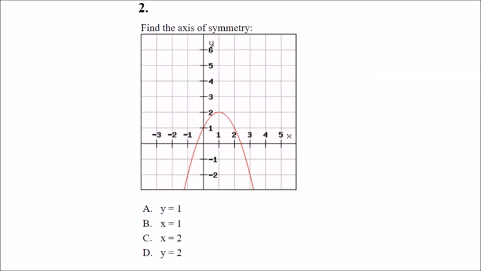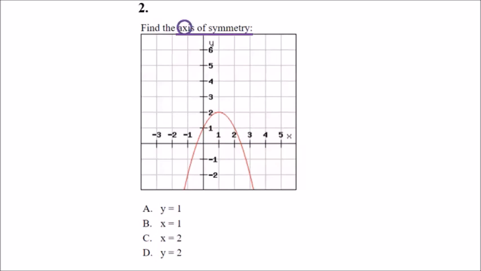Looking at number 2, find the axis of symmetry. My keyword is axis of symmetry. What does axis of symmetry mean? What does it mean for things to be symmetric? Symmetry just means that you can fold your graph in half and it would be the same on both sides. When we see the word axis of symmetry, we know that that's all about the x's.